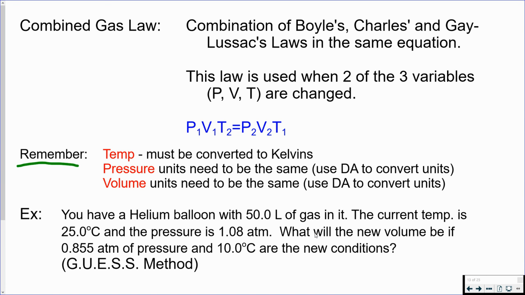Let's talk about the combined gas law. This takes all three gas laws that we've talked about previously, Boyle's, Charles's, and Gay-Lussac's, and combines them. So now we have P1V1T2 equals P2V2T1.